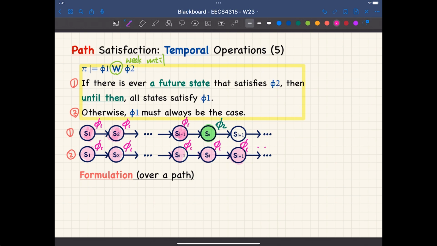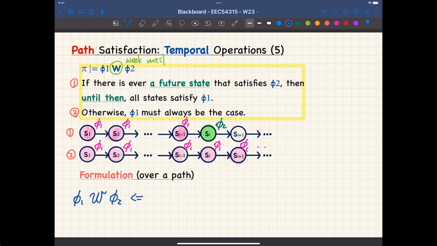And now, how do we formulate this? We can tell. Well, you're allowed to really use the previous definition if you need to, right? That sounds right to me. Okay, let's write it down. Okay, this one is not too bad. Let's say we got phi 1, weak until, I'll just say W here, phi 2.